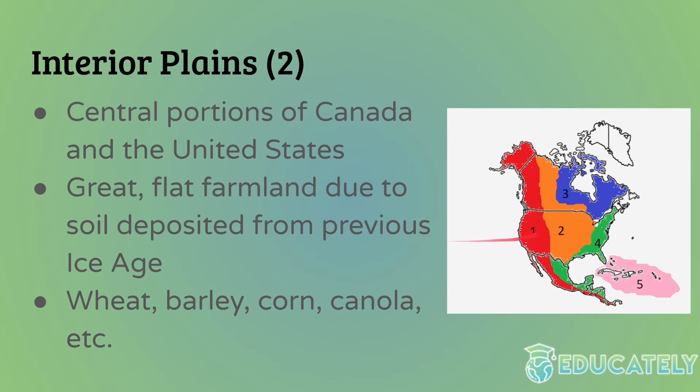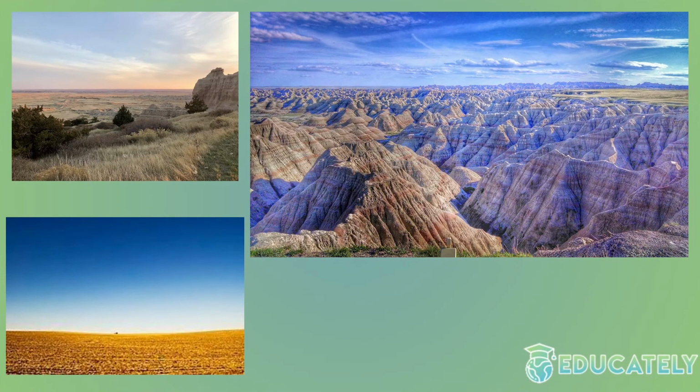The Great Plains, that's what they call them in the United States, especially the central region. They grow wheat, barley, corn, canola, and also other crops there. It's a pretty good variety of crops. So here are some pictures of this area. This top left picture, just note how flat it is.